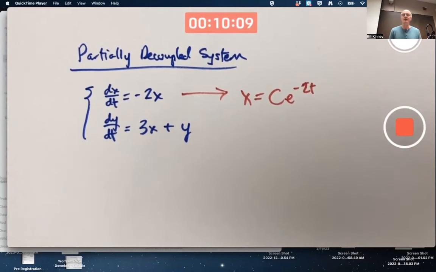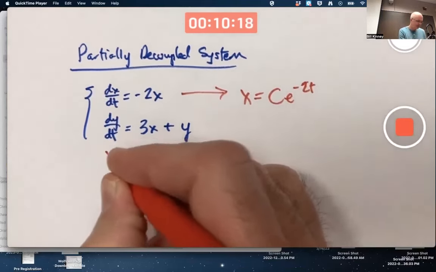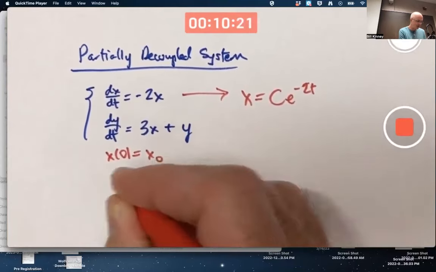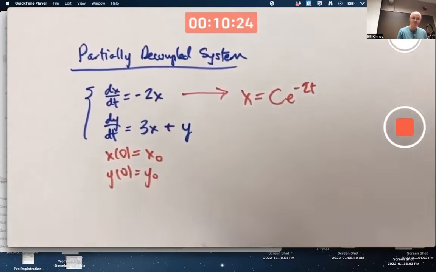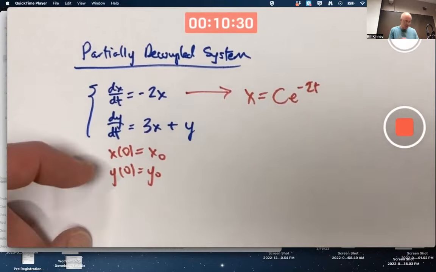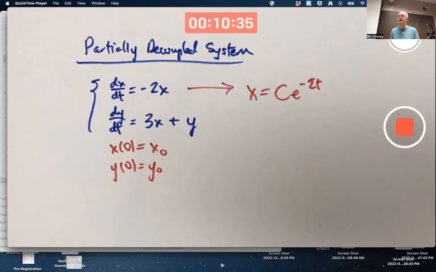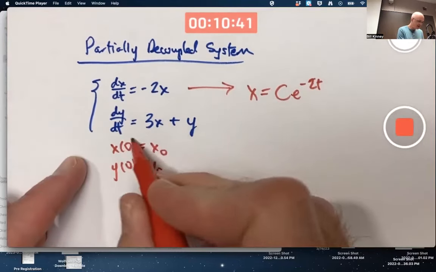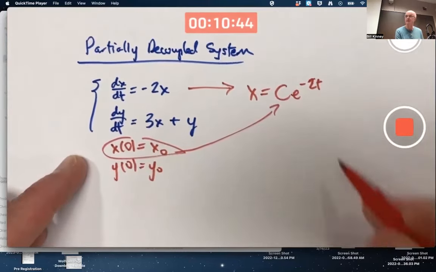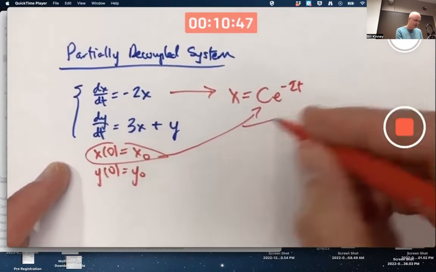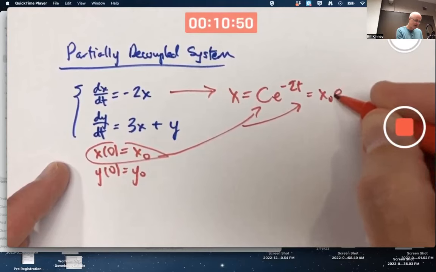Let me also do something I will do often in coming lectures. Let me add generic initial conditions. X of 0 equals x naught, y of 0 equals y naught. Generic initial conditions. This is going to be a big deal for us. In most homework problems, you have particular numbers here and here, and that's fine. But we also want to be able to think about this stuff with generic initial conditions, arbitrary initial conditions. And if x of 0 equals x naught, well, then that's what c is, right? Because e to the 0 is 1. So I get x naught e to the negative 2t.